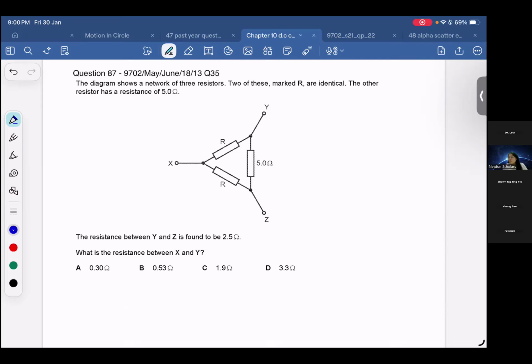Last chapter is very easy. After we finish the last chapter, we can proceed with the past year questions. Okay, so I think topical questions are very good because you keep on practicing the idea and the concept.